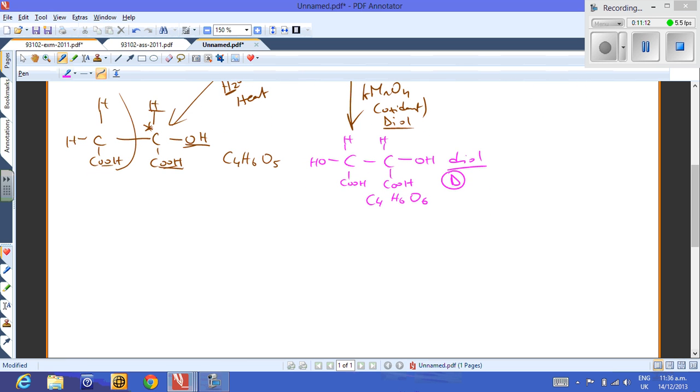Then we read on. When compound D is oxidized by periodate ions, compound E is produced. Compound E has the molecular formula C2H2O3 and gives a positive test for Tollens reagent, which is the giveaway that it's an aldehyde. And each molecule of compound D produces 2 of E. So this molecule is going to split up and give us 2 of E when there's oxidation with periodate, which is IO4 minus.